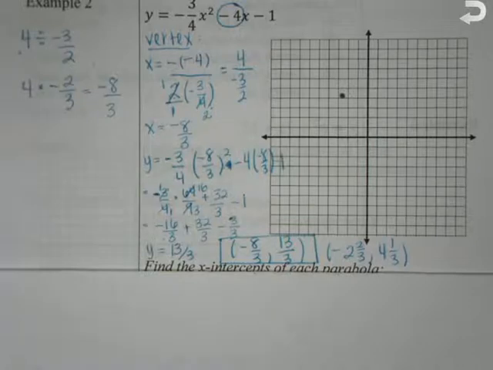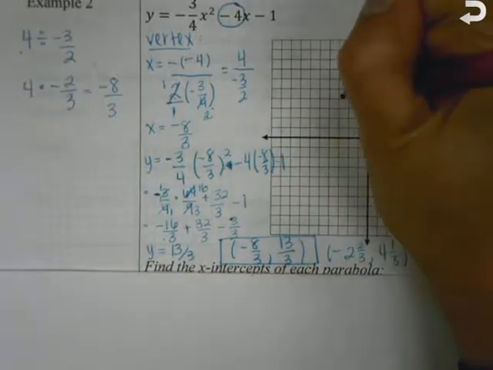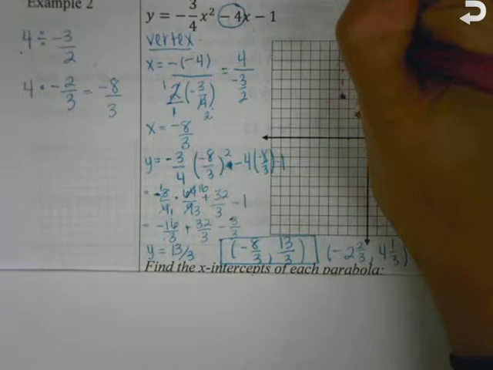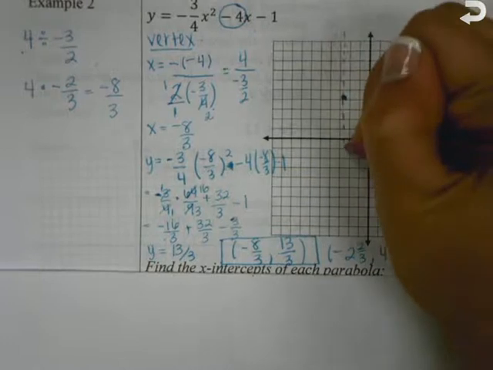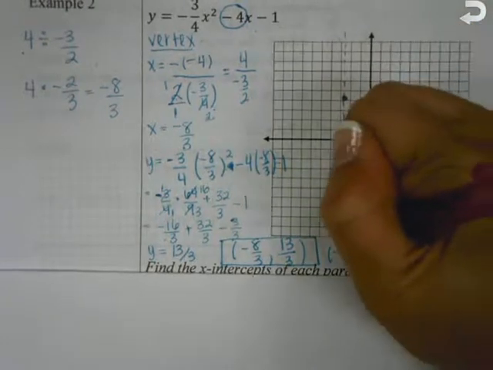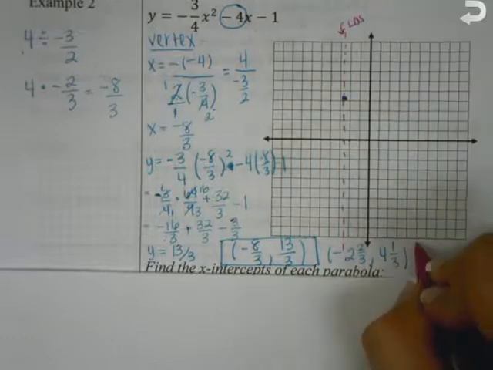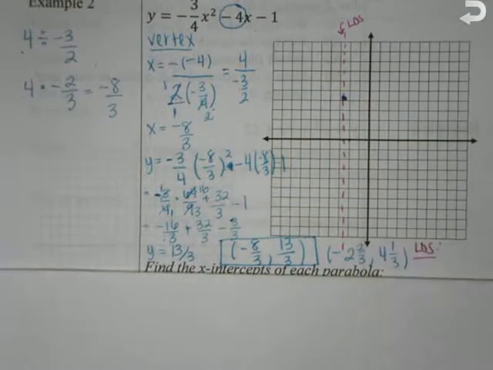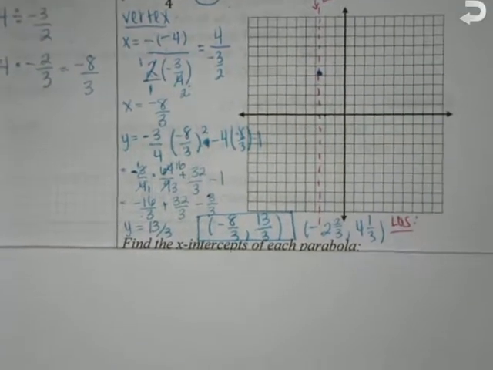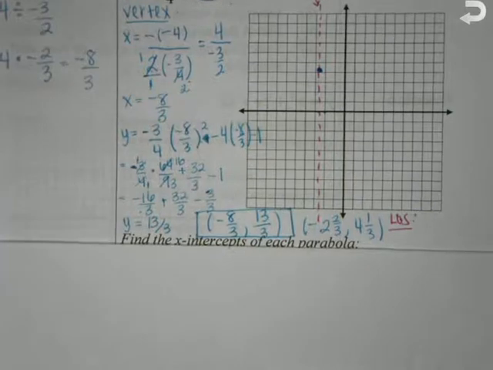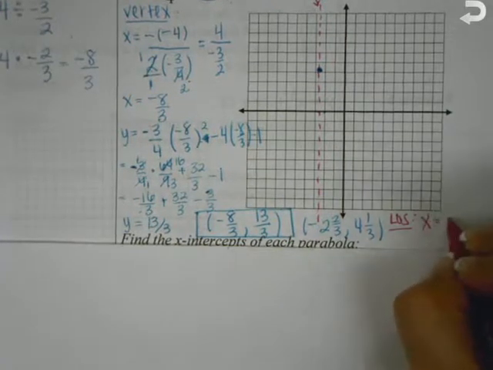Okay, so is the line of symmetry the x-coordinate or the y-coordinate? The x. So it's x equals -8/3. Okay. And then the last thing we get to do is draw the parabola.